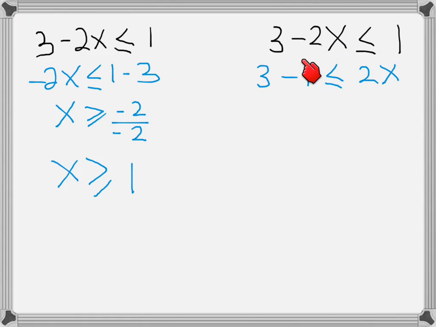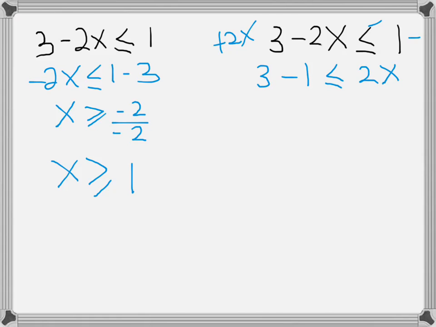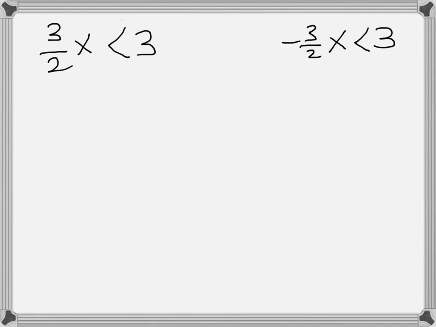multiplying or dividing by a negative. In algebra, in order to delete the negative 2x over here, I add 2x to both sides. I add 2x over here and then I add 2x over there. Oops, sorry.